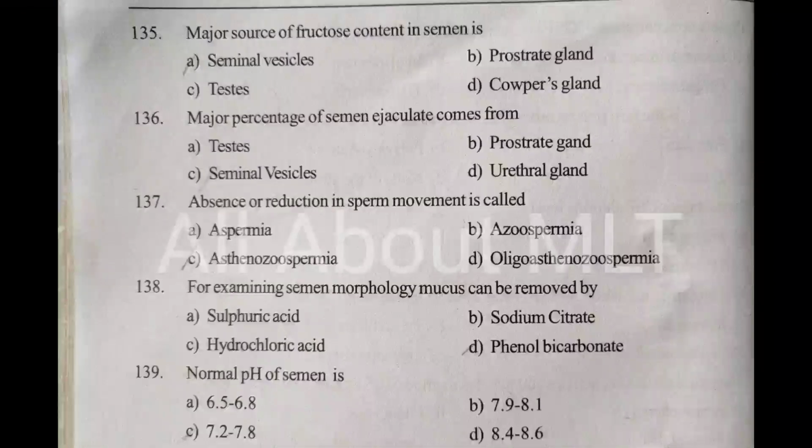Absence of or reduction in sperm movement is called: option A, aspermia; option B, azoospermia; option C, asthenozoospermia; option D, oligoasthenozoospermia. And the answer is option C, asthenozoospermia. For examining semen morphology, mucus can be removed by: option A, sulfuric acid; option B, sodium citrate; option C, hydrochloric acid; option D, phenol bicarbonate. And the answer is option D, phenol bicarbonate.